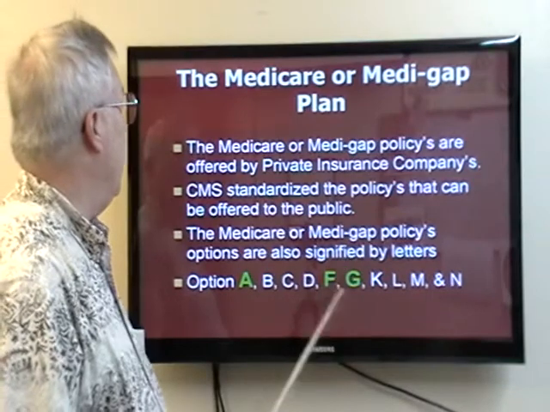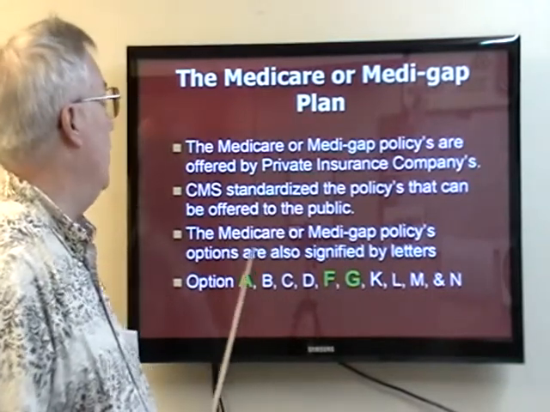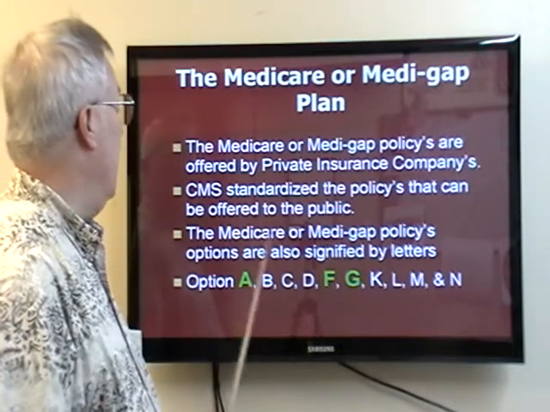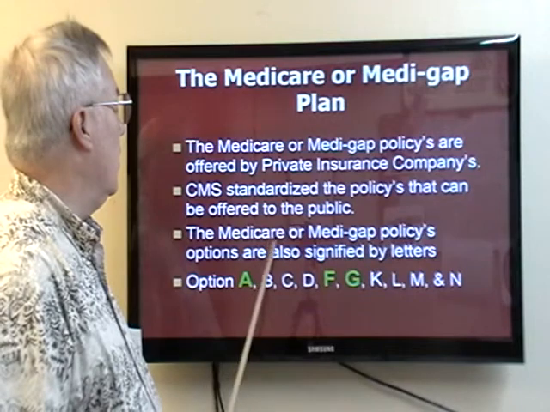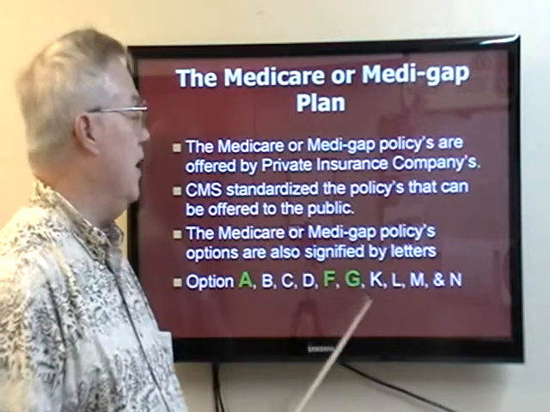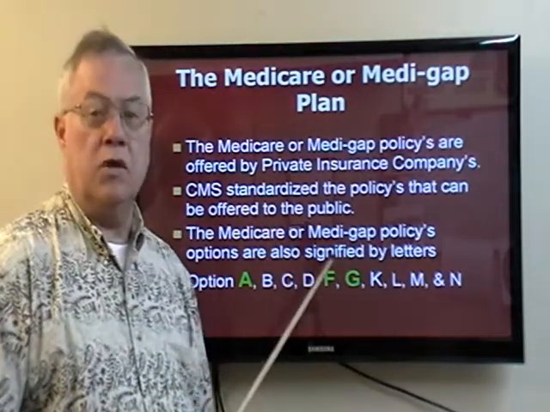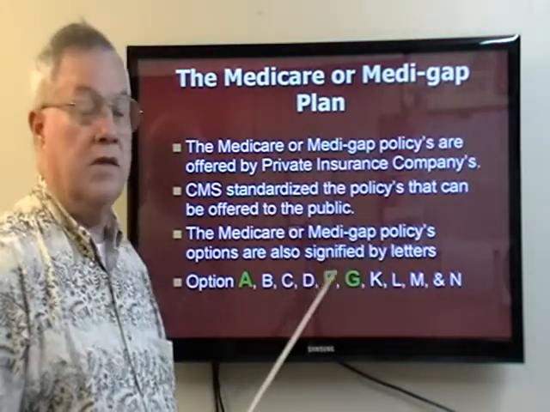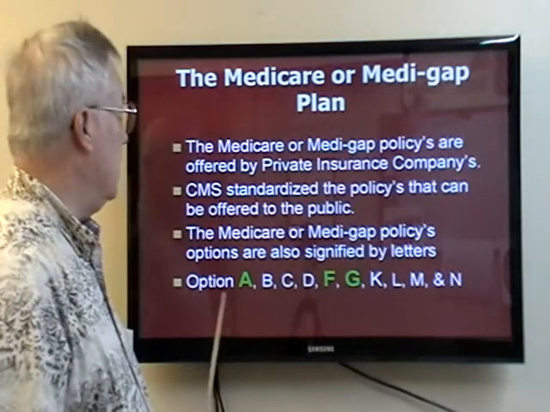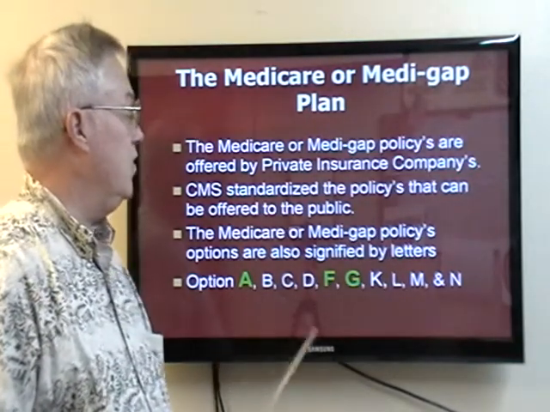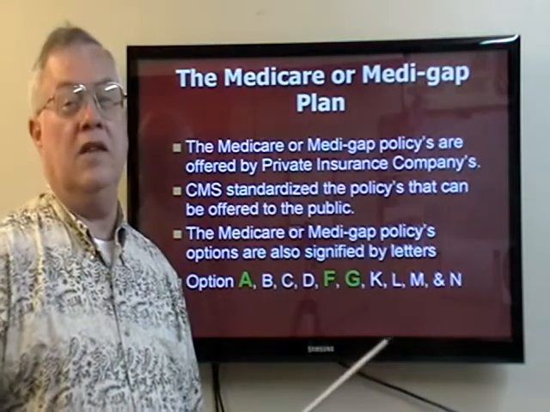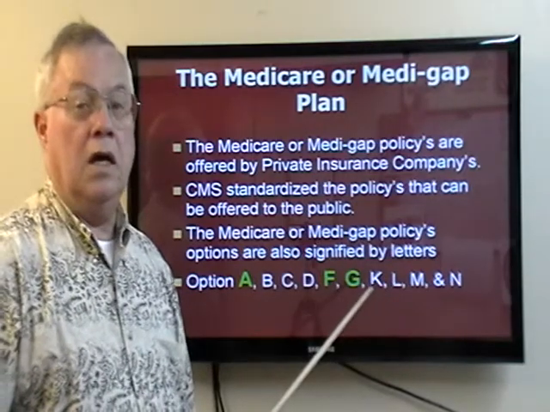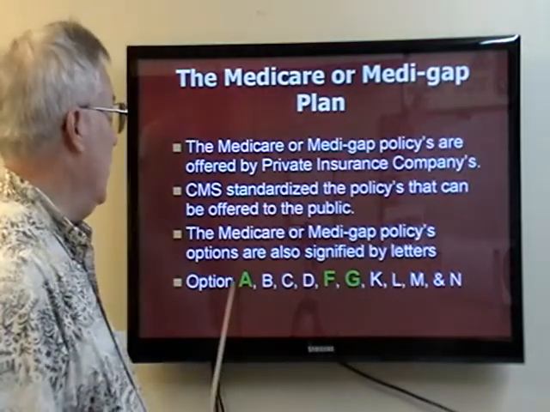All right, so the Medicare and Medigap plans are offered by private insurance companies, and what CMS did is they standardized the policy that can be offered to the public. And the Medigap policy options are also signified by letters. This does make it a little more confusing to the individual because you have Part A, B, C, and D offered by the government, and then they standardize these plans and say, okay, you have A, B, C, D, F, G, L, M, N, and they change these periodically. You can see some of the letters are missing. There used to be options there. As the needs change, so do the plans.